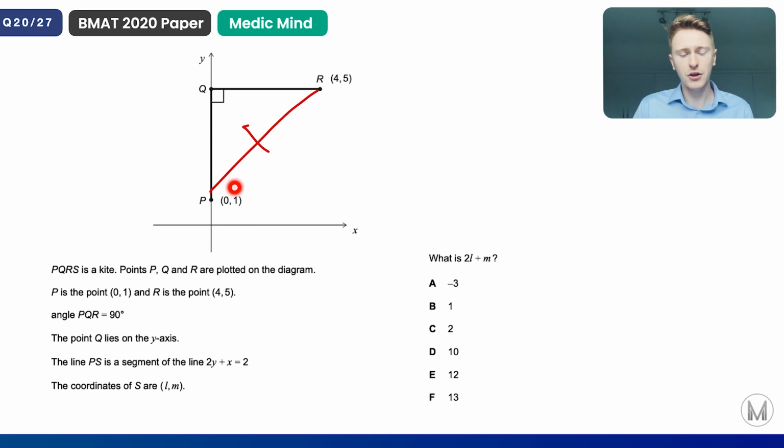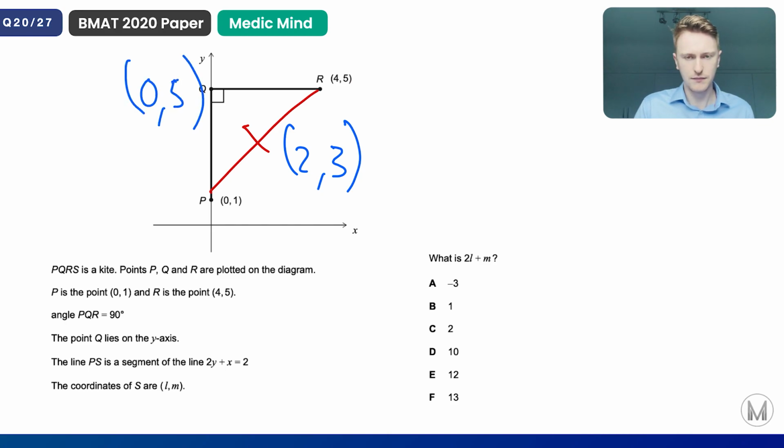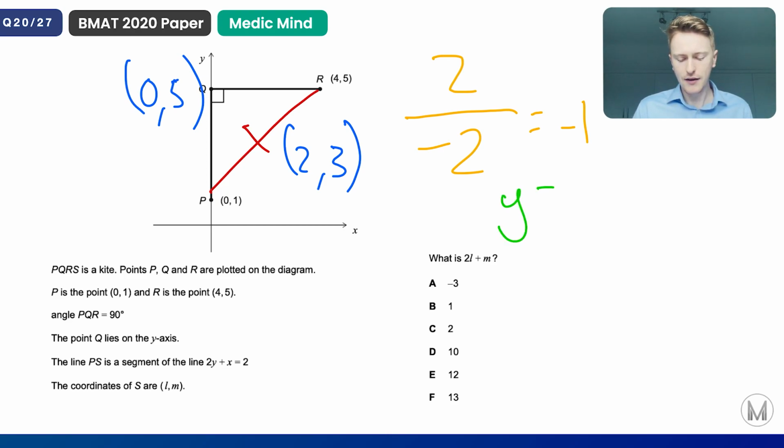The midpoint of 4 and 0 is 2. The midpoint of 5 and 1 is 3. The coordinates for Q now, if we forget that midpoint for just a second and look at Q, clearly it has the same x coordinate as P, that is 0, and the same y coordinate as R, that is 5. We can then set up an equation for a line that connects these 2 points together. We do change of y, which is 5 minus 3, that's 2, over the change in x, which is 0 minus 2, that's minus 2, to get us an overall gradient of minus 1. We know that it crosses the y-axis at 5, so our equation is y equals minus x plus 5.